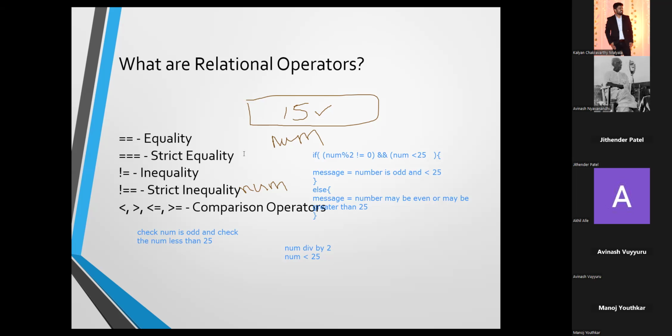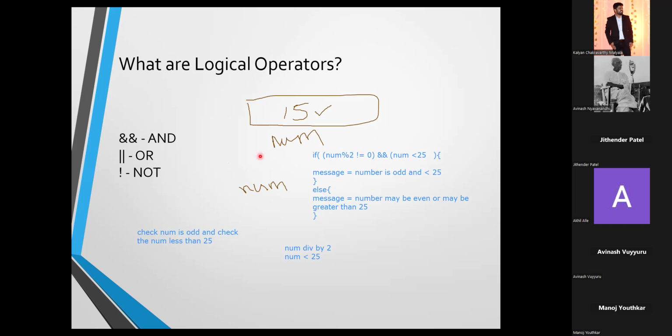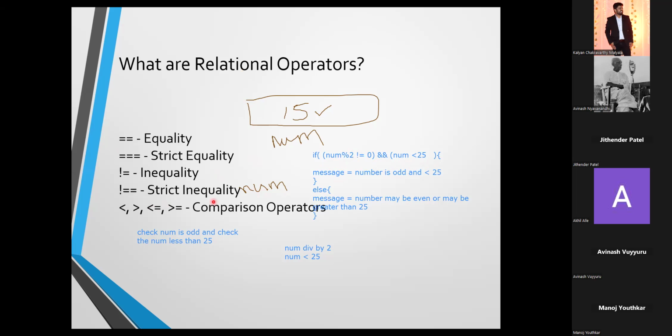To fulfill this requirement, what are the operators I am using now? Here, if you see, this is the AND operator, which is a logical operator, right? AND means it will check this should be true, this should be true. And I'm using the less than symbol, which is a comparison operator, but it is a part of relational operators.